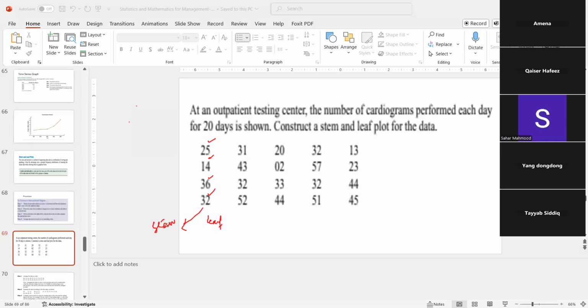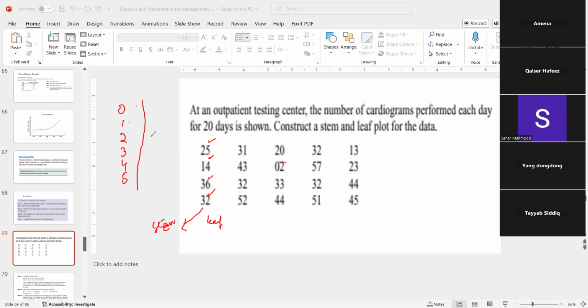Now the structure is that we plot each stem only once. Let's look at the smallest value. We have the smallest value as low as 2 over here, and the largest value is about 52, if I'm not wrong. No, 57. So the stem can be constructed as 0, 1, 2, 3, 4, and 5. Then we have a line over here, and let's plot them.